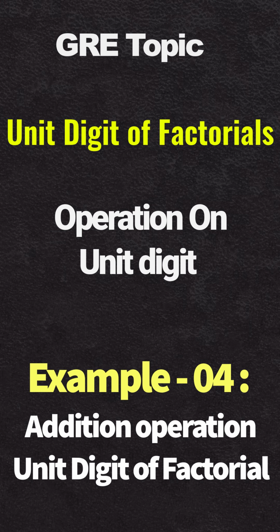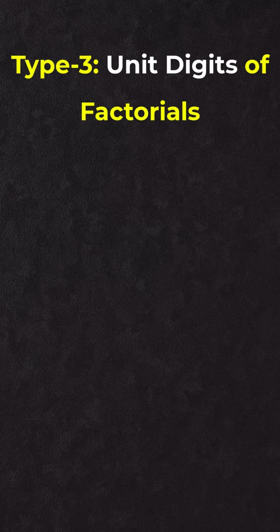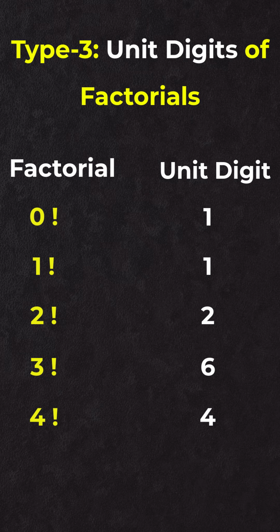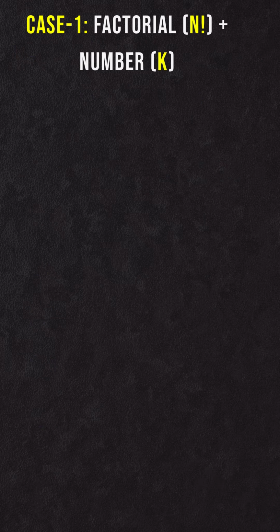In this video, we will explore how to quickly find the unit digit when adding factorials. The trick is that for n greater than or equal to 5, the factorial always ends with 0. Case 1 is when we deal with n factorial plus a number k. This splits into two simple conditions.